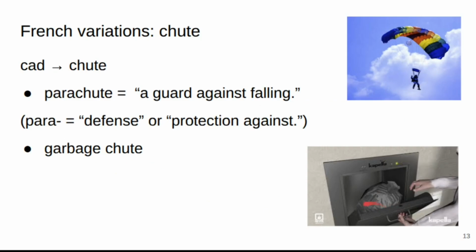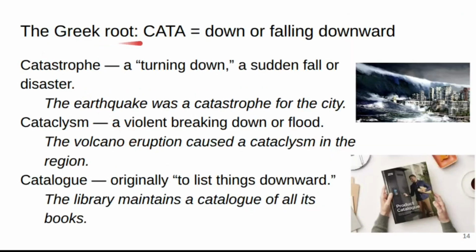Now, turning to Greek, English also borrowed the prefix kata, which means down or falling downward. These words often carry a similar sense of falling as the Latin cadere. For example, catastrophe literally means a turning down, referring to a sudden disaster. Example: the earthquake was a catastrophe for the city.